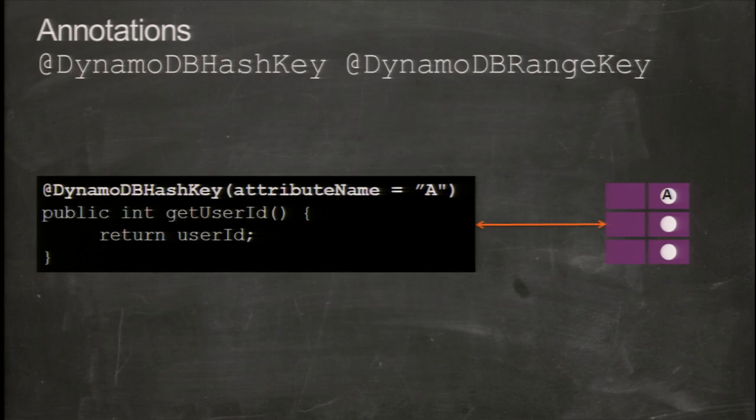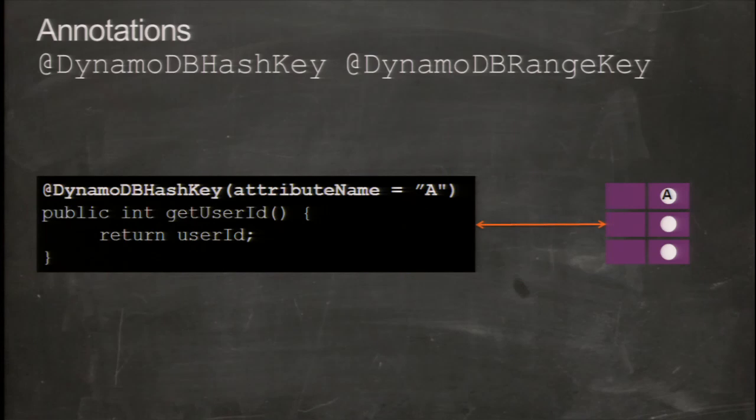Second, we have our two index annotations, the DynamoDB hash key and the DynamoDB range key. So these are the way that we specify which of our attributes on our objects are our indexable attributes. And like the table annotation, we can choose not to provide an override, and it will use the getter name. So we're annotating the getter here. If we left off the attribute name, our attribute will be mapped to user ID. But in this case, we've supplied an override, so user ID will be mapped to A.